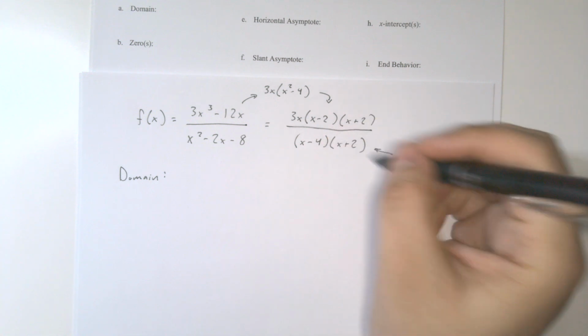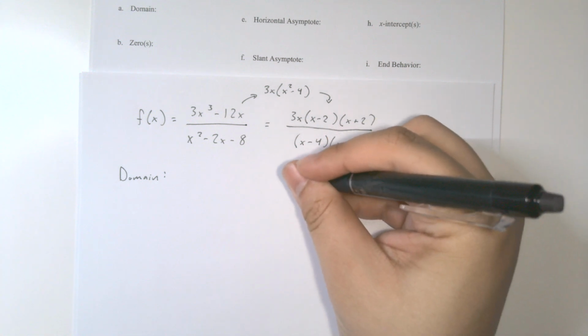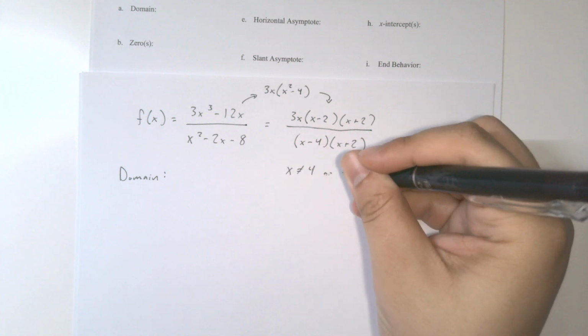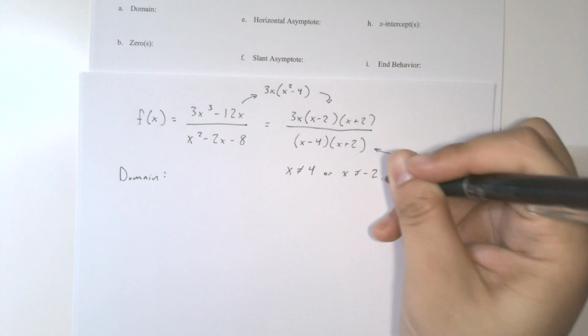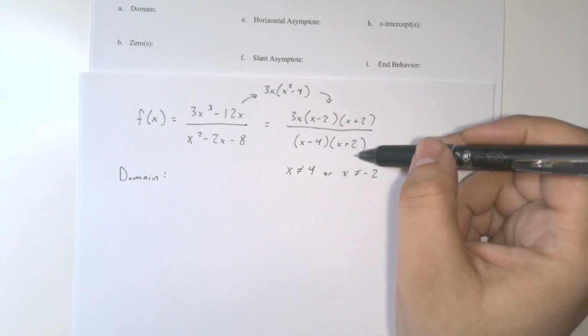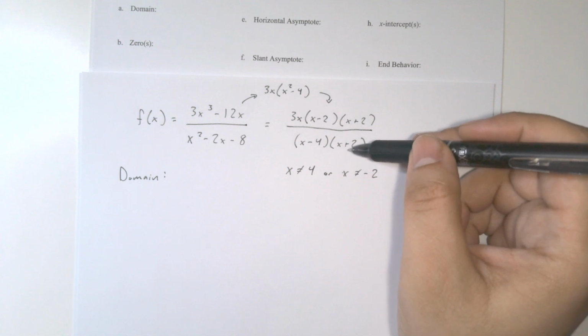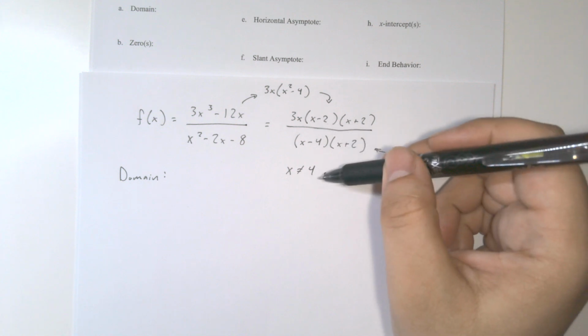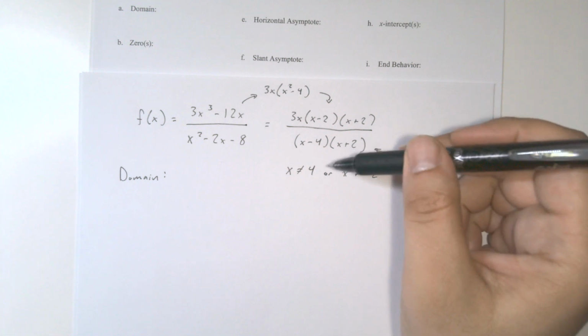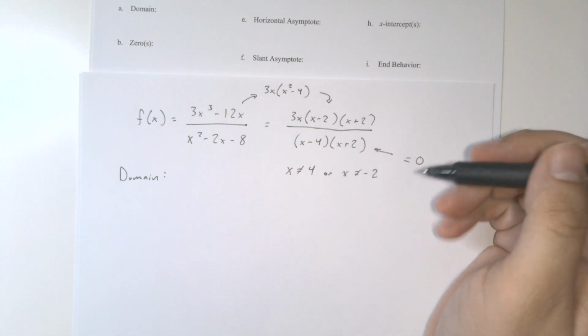Well, since this is already factored, we know that x can't be equal to 4, and x can't be equal to negative 2, because if we plug in 4 or negative 2, that's going to make either one of these 0. 0 times any number is going to be 0. We'll divide by 0 if we have x equal to 4 or negative 2. So our function cannot have x equal to 4 or negative 2.